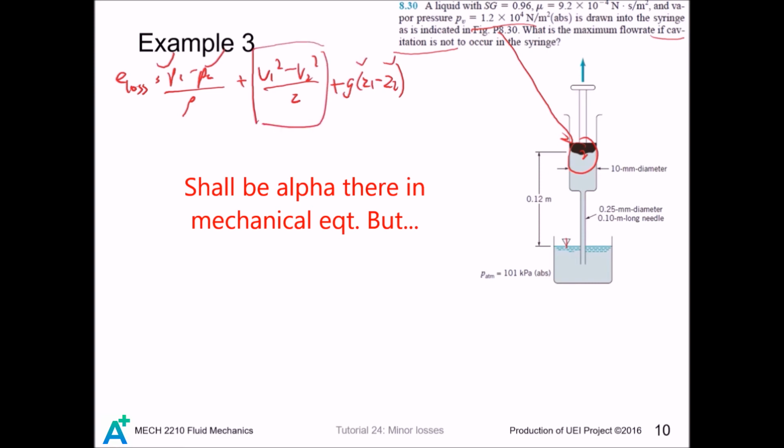But what are these two terms? One is this point, so it shall have zero velocity, since it is far away from the syringe. But do we know the velocity at point 2? To think of the velocity at this point, we apply continuity equation between the velocity here and the velocity here. So we take this as V.